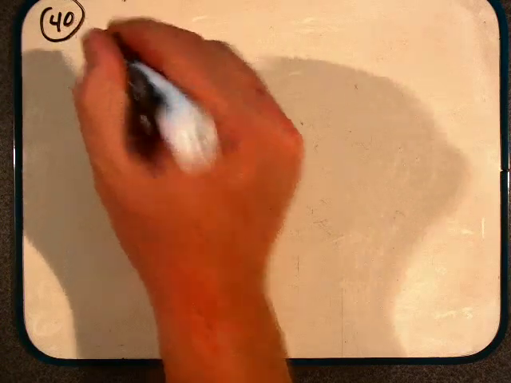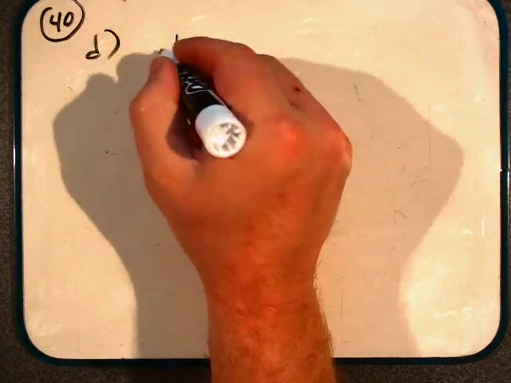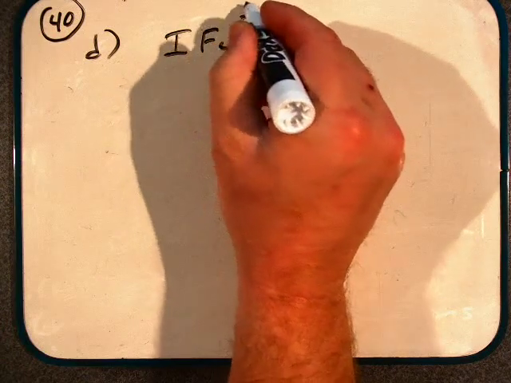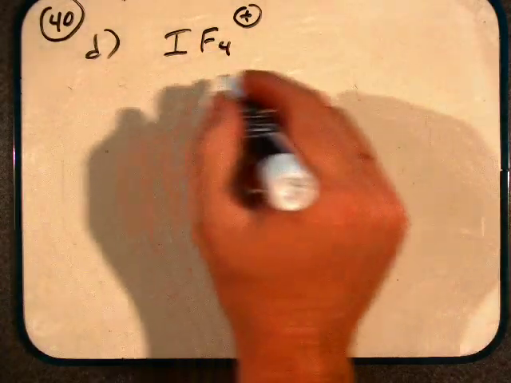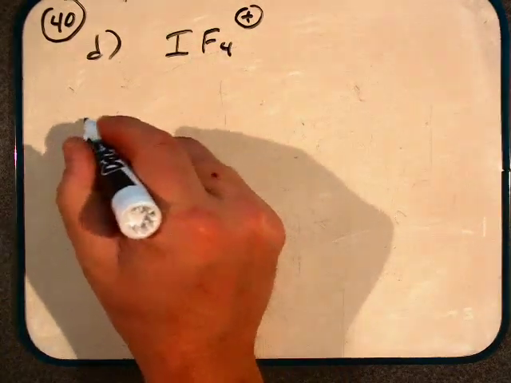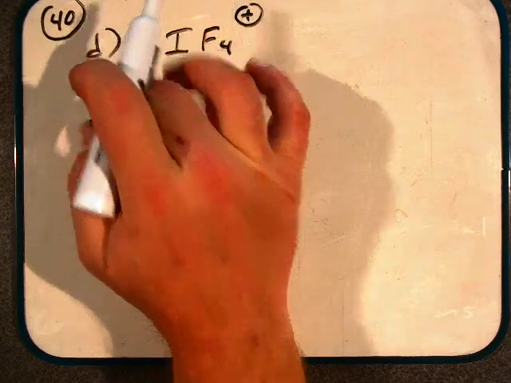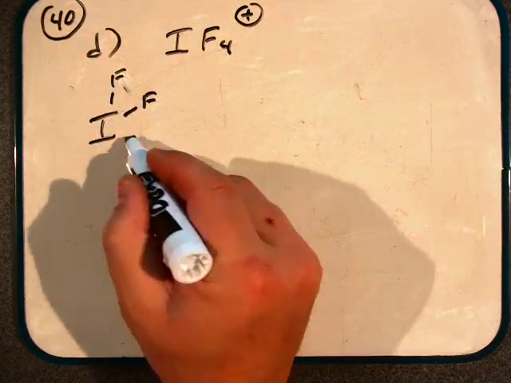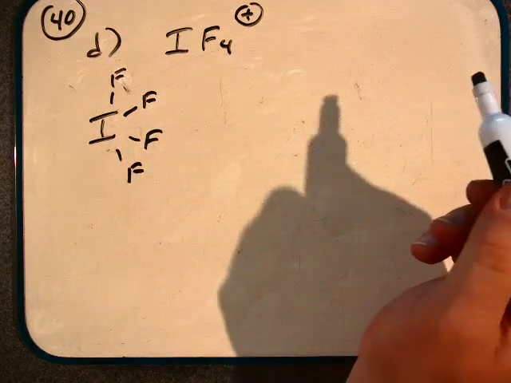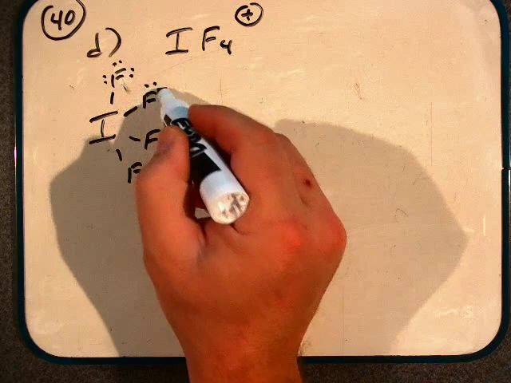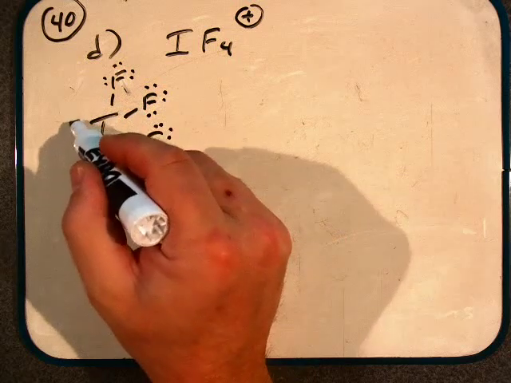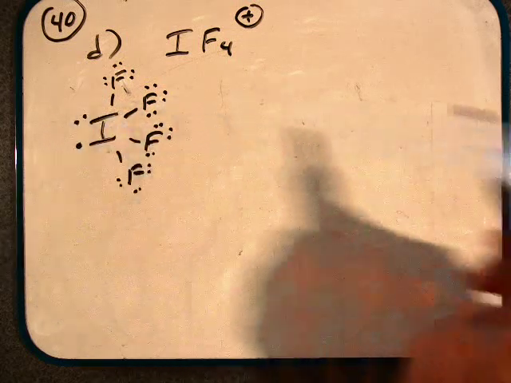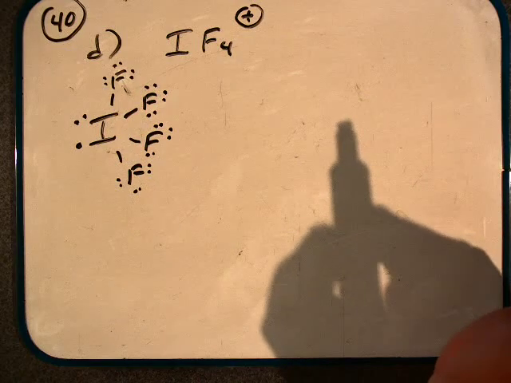Part D looks at IF4 with a positive charge on that molecule. If we look at our elements, we know that fluorine has to be terminal, so we would expect the iodine to have 4 iodine-fluorine bonds. If it does that, the fluorines all have their octet now, and iodine would actually have 1, 2, 3 electrons left over of its 7 that it began with.